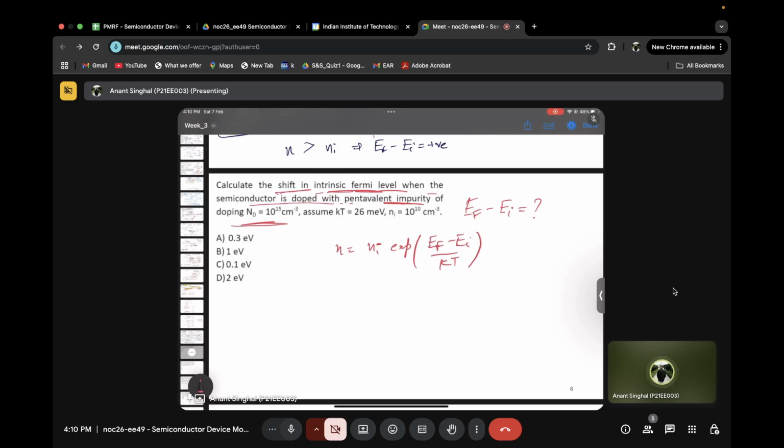In an easier form, we can also write EF minus EI as KT ln (n over Ni). You can take the log on both sides and you will get this. You have everything given in the question. So KT is 26 milli electron volt, and n is Nd. Which option?